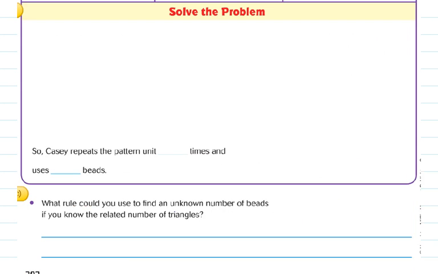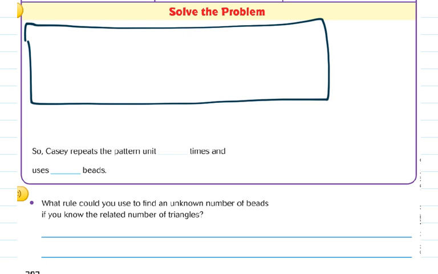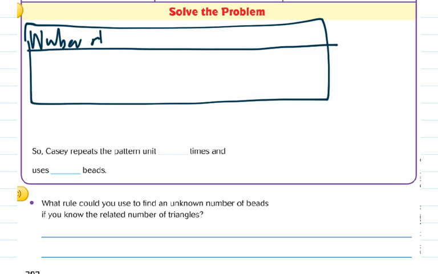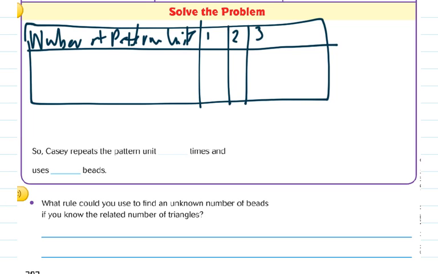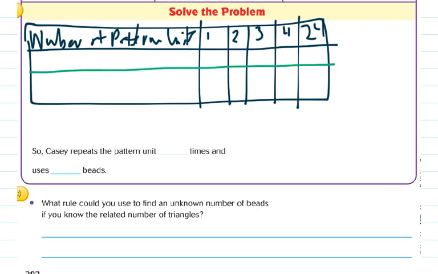So now let's solve the problem. I'm going to make a graphic organizer first. My graphic organizer is going to contain the number of pattern units. We know we're going to do that for 1, 2, 3, 4, and 24. Then I'm going to make our next row the number of triangles. And the last is going to be the number of beads.